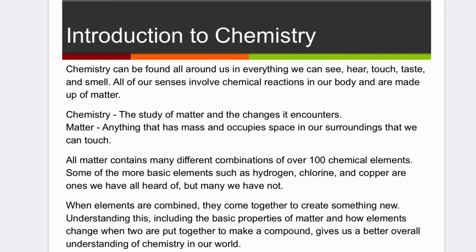All matter contains many different combinations of over 100 chemical elements. Some of the more basic elements, such as hydrogen, chlorine, and copper, are ones we have all heard of, but many we have not. When elements are combined, they come together to create something new. Understanding this, including the basic properties of matter and how elements change when two are put together to make a compound, gives us a better overall understanding of chemistry in our world.